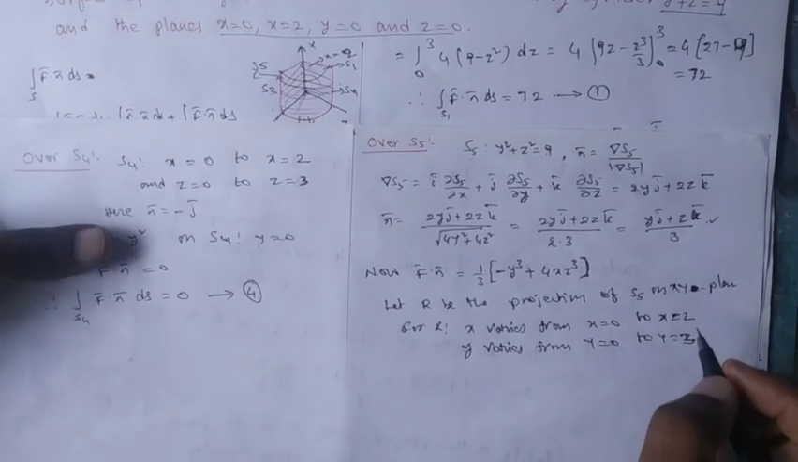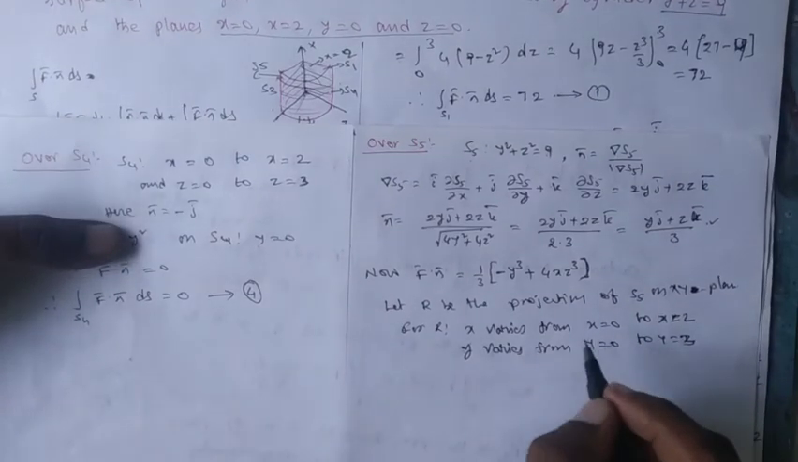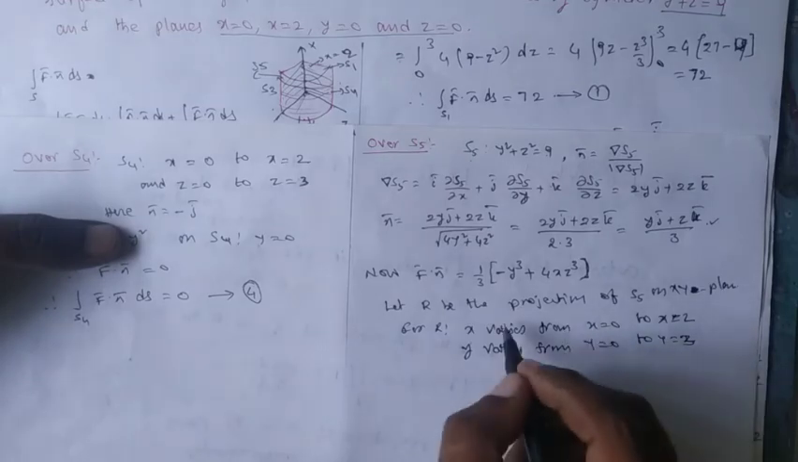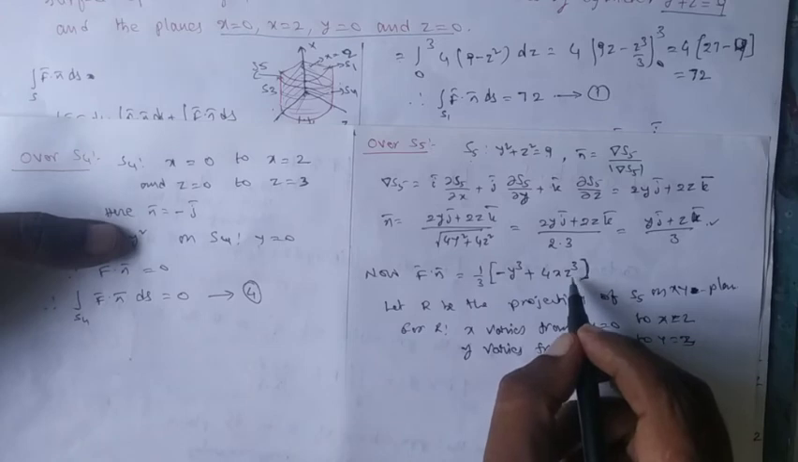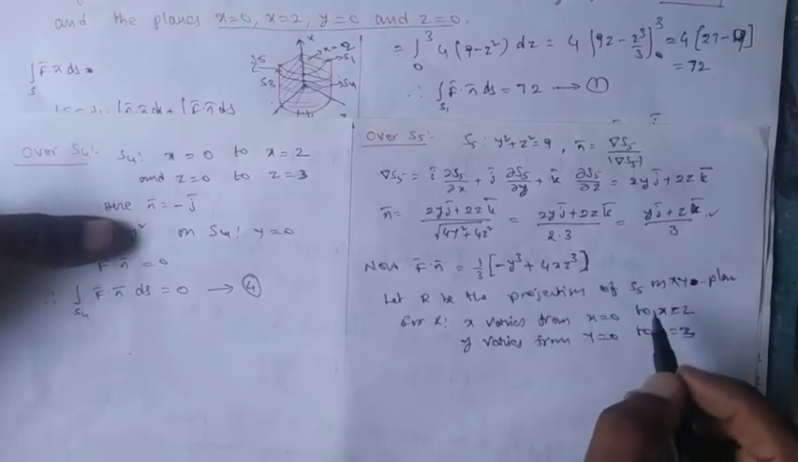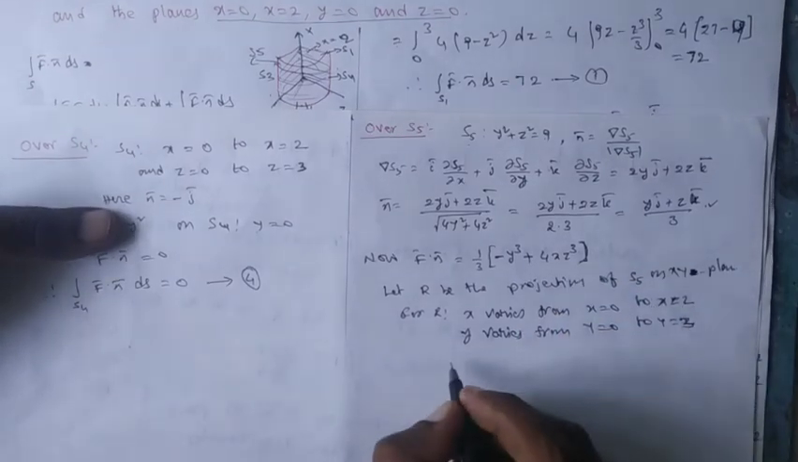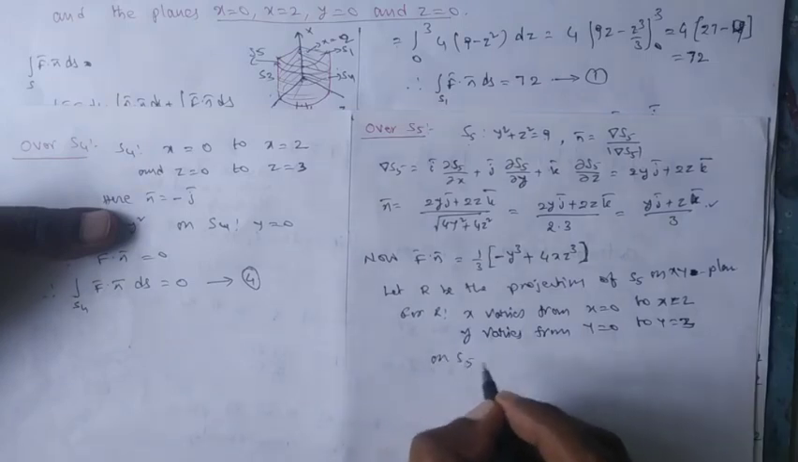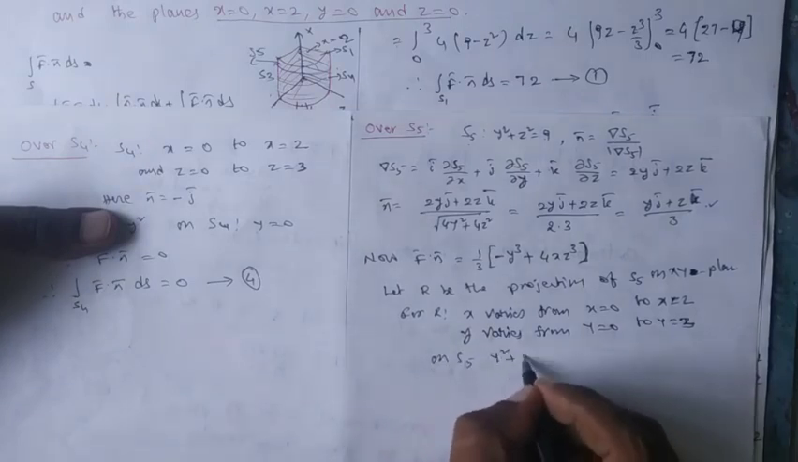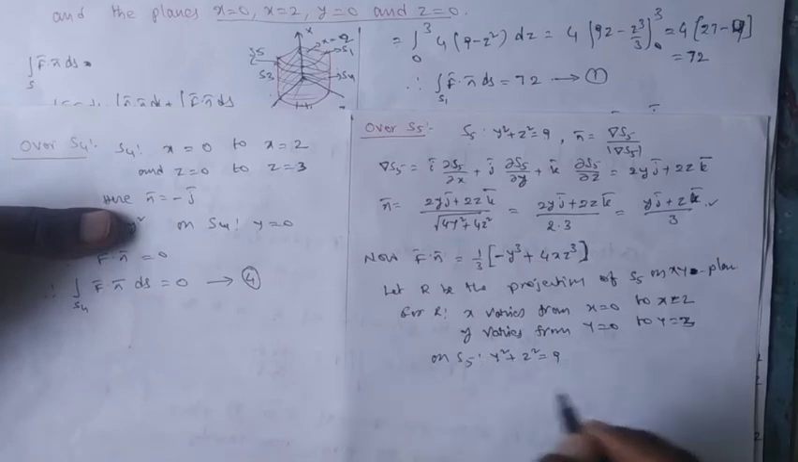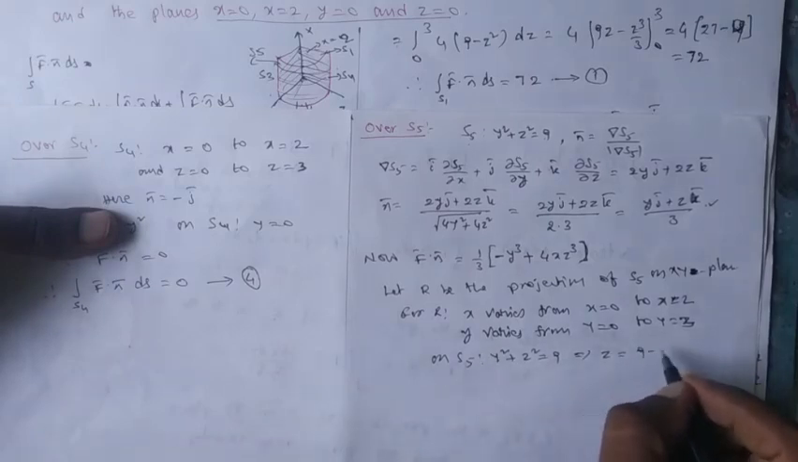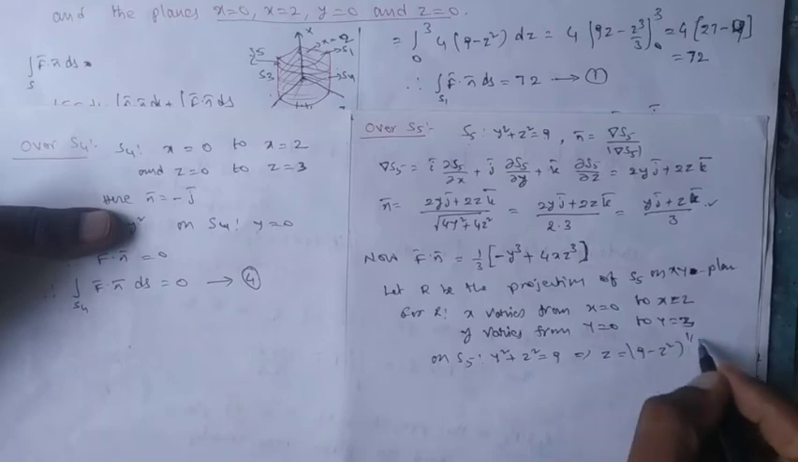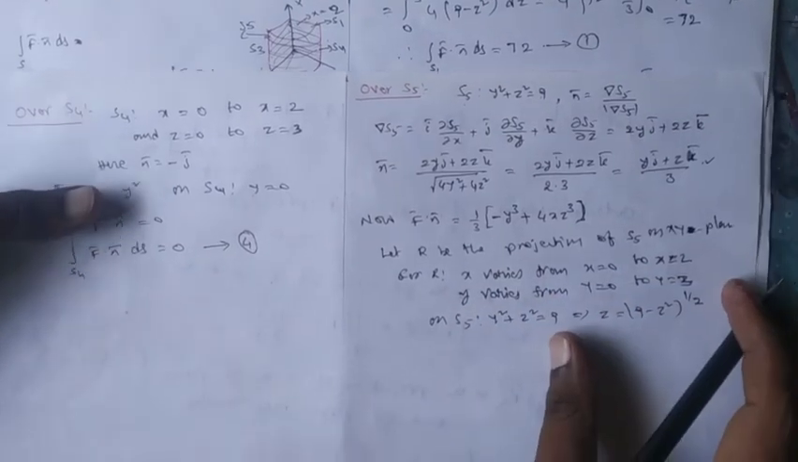And one more thing is that while you are taking the projection onto the xy plane, we don't take the integration for the z variable. So we have to convert this z into our required form. For S5, y square plus z square equal to 9. That is our relation. So can I write z equal to (9 minus y square) whole power 1 by 2? So that z cube will be easily written.